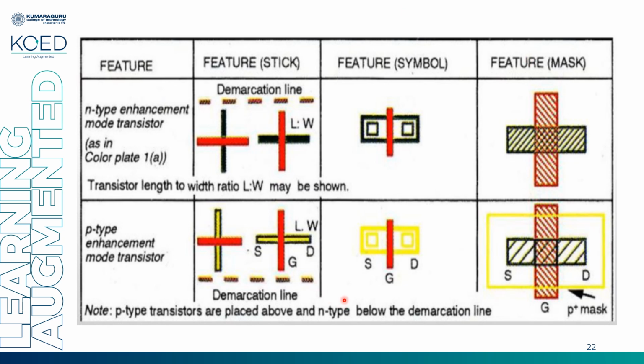And this is also having a crossing of diffusion and poly. P diffusion is represented by a yellow stick with a green outline. So in the case of layout, the same representation of NMOS is used, but you have to cover it with a P plus mask to show that P type doping is done over there.